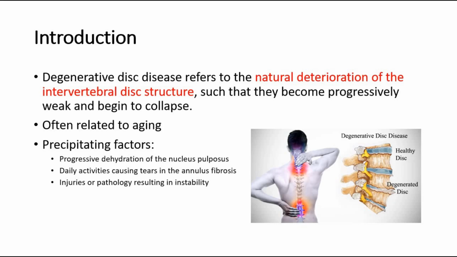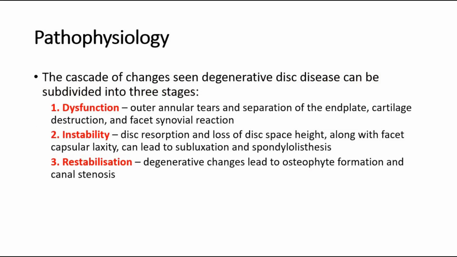For pathophysiology, the cascade of changes seen in degenerative disc disease can be subdivided into 3 stages, which are dysfunction, instability, and restabilization. Dysfunction refers to outer annular tears and separation of the end plate, cartilage destruction, and facet synovial reaction. Instability refers to disc resorption and loss of disc space height, along with facet capsular laxity, which can lead to subluxation and spondylolisthesis. Lastly, in restabilization, degenerative changes lead to osteophyte formation and canal stenosis.